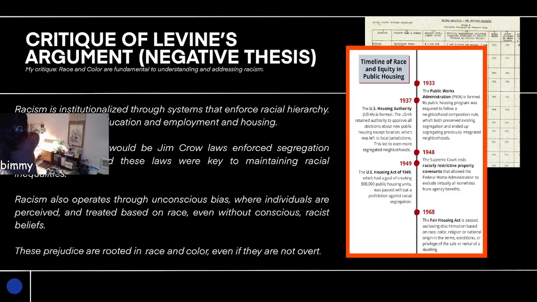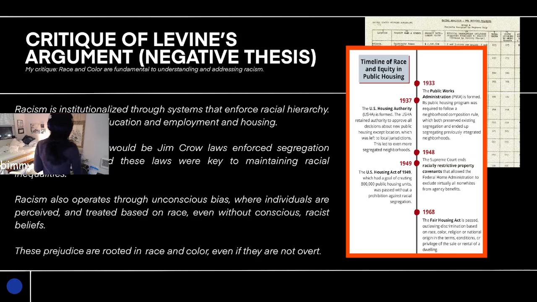Hold up. So, there are two main reasons why I am arguing against Levine's claim. First of all, I am arguing that race and color are important to racism. They are actually very essential because race and color are the tools that are used to perpetuate racial inequalities and systems and institutions. I can't remember my thesis. I'll definitely look back at it and check it again.